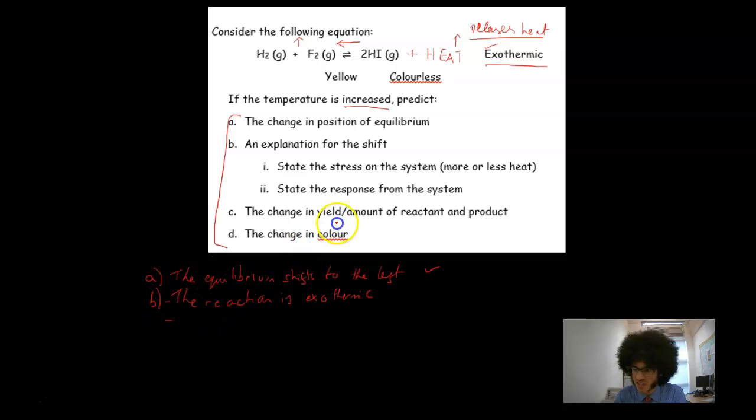The next thing I have to say is the stress on the system. The stress on the system is this increase in temperature. So I say that the temperature has increased. And then you have to say what the response from the system is. So you'll say the system responds by opposing the change.